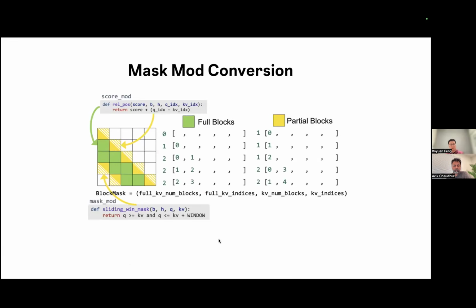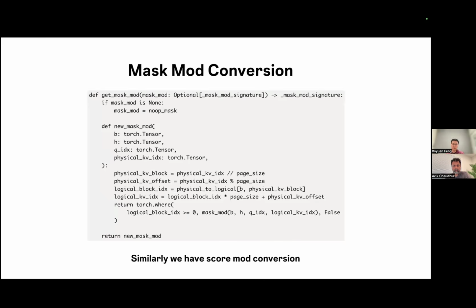After that, we also need the mask mod conversion. So remember, we have the mask mod. We take the batch index, height, and the query and KV indices to say whether I want to keep this block or not, right? After we do the conversion, we are doing computation in the converted space. It's not the original space. So we also want some conversion for the mask mod.